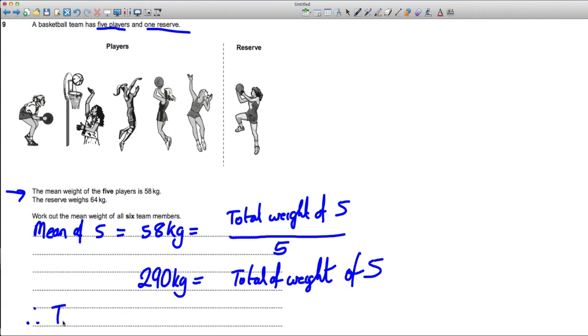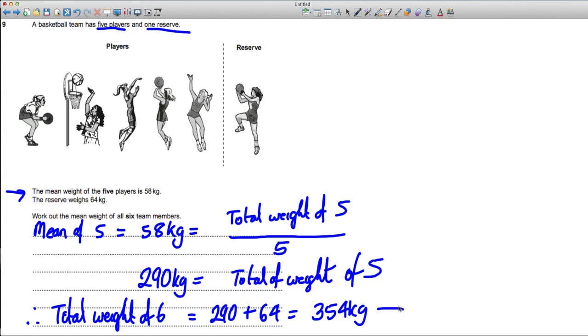Therefore, total weight of 6 must be 290 plus the 64, which is equal to 354 kilograms. And I'm running out of space here. Therefore, the mean is 354 divided by 6, and you're expected to be able to work that out. Of course, this is easy because 360 divided by 6 would be 60, so 354 divided by 6 must be 59, and state your units, kilograms, and you're done.